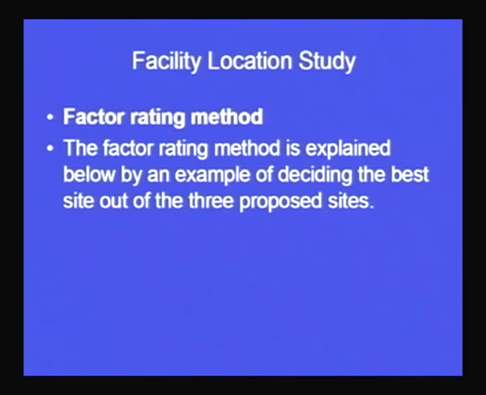So, the factor rating method here is explained with the example of deciding the best site out of 3 proposed sites. Subsequently we are going to see this example in which there are 3 proposed sites. So, the choice is among 3 proposed sites. There exists a choice with us that we have to select the one best out of the 3 proposed sites. So, we will see this example and how to go about this particular problem.